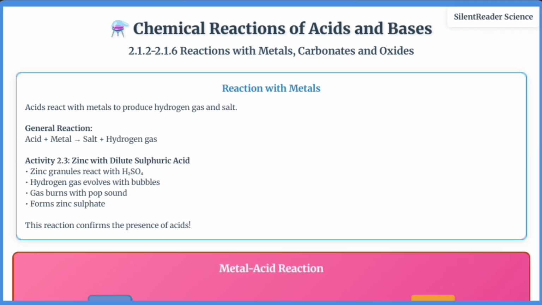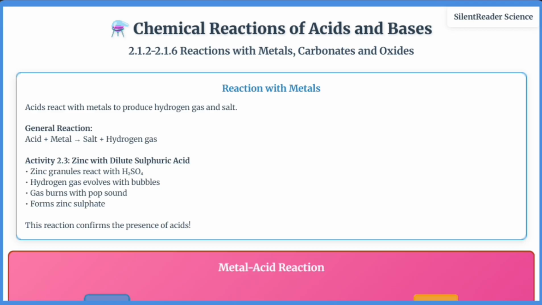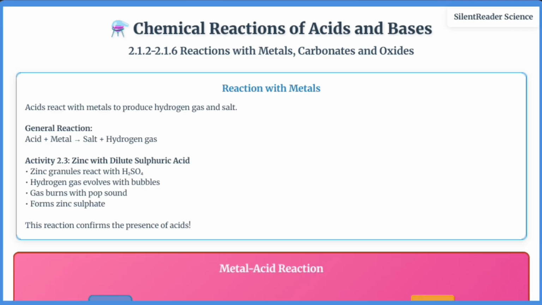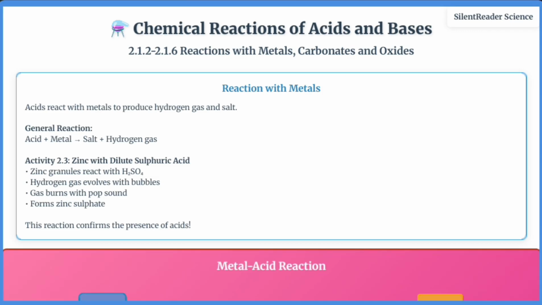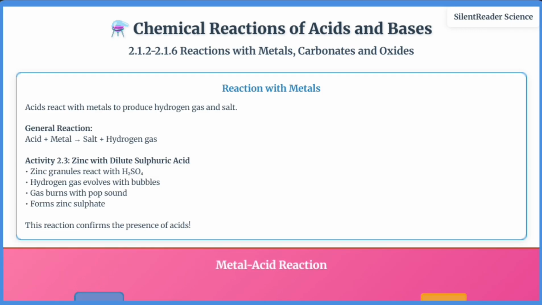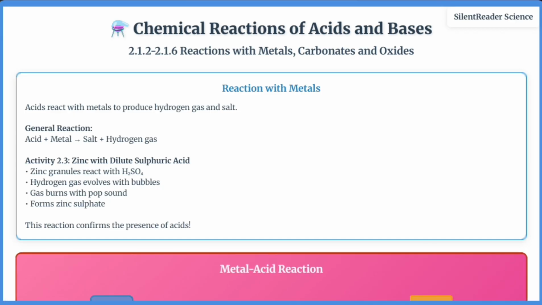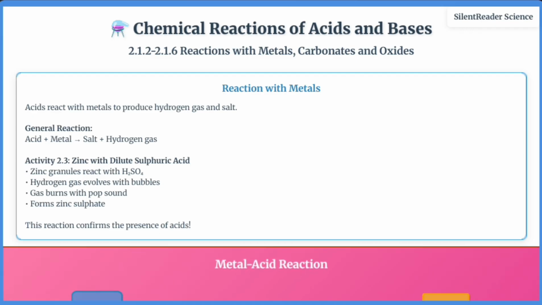Acids also react with metal carbonates and hydrogen carbonates to produce salt, water, and carbon dioxide. In Activity 2.5, when we add hydrochloric acid to sodium carbonate, carbon dioxide gas is produced, which turns lime water milky. The most important reaction is neutralization, where acids and bases react to form salt and water.